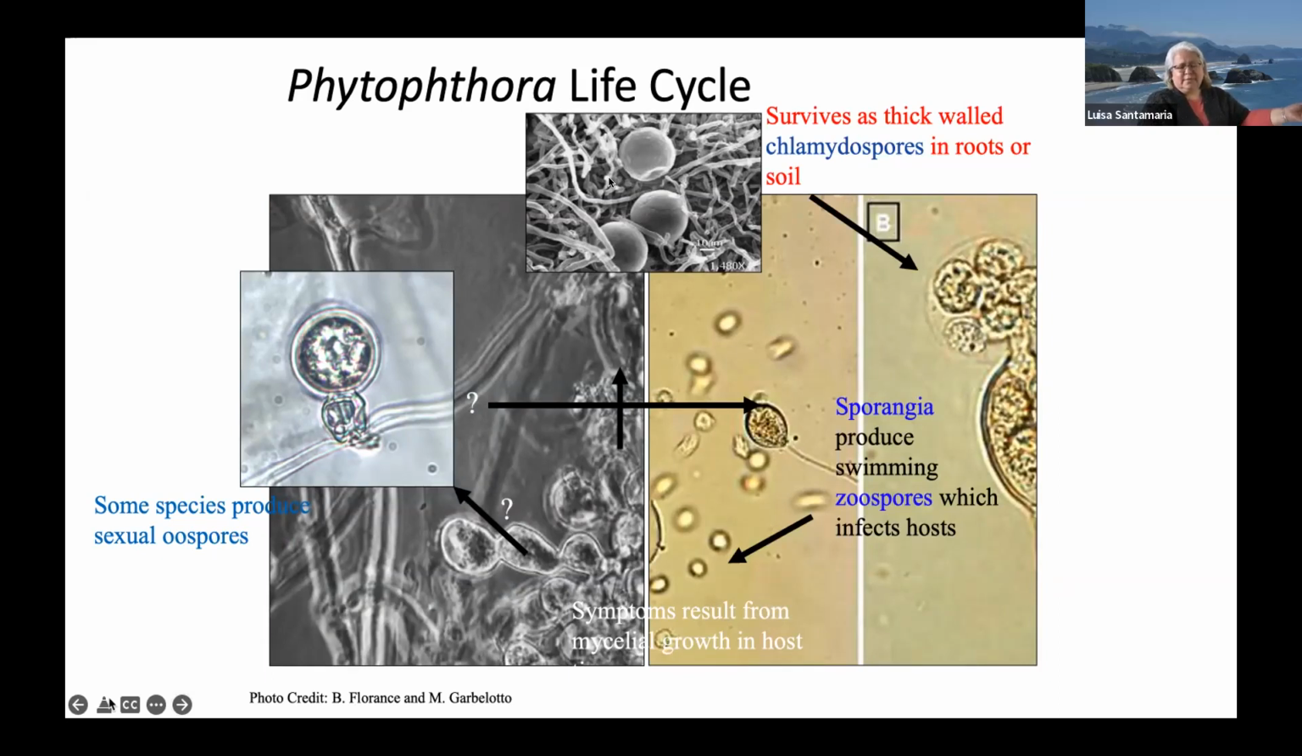So we're talking about the survival structures that we can find in the soil, and then these may germinate, but if not, we have the sporangia, vegetative reproduction, that is the main way that Phytophthora infect plants.